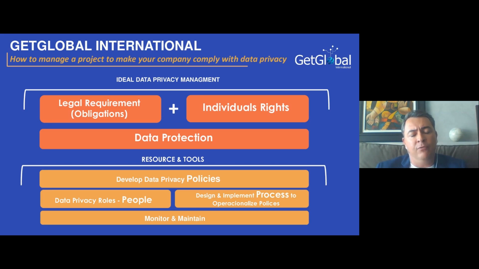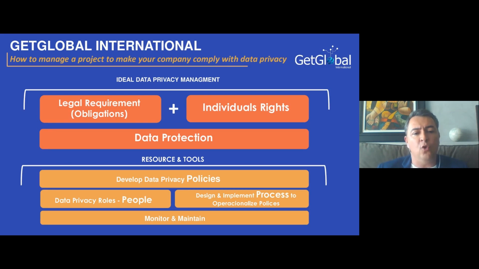And of course, we won't have time to explain each step of this program in detail, mostly because we wouldn't have enough time to do it. So this is just an overview of how to manage a data privacy program, okay? If you have any questions, feel free to ask. You can use the chat or even the question and answer section of our platform, and we would be happy to answer those questions at the end of our webinar.